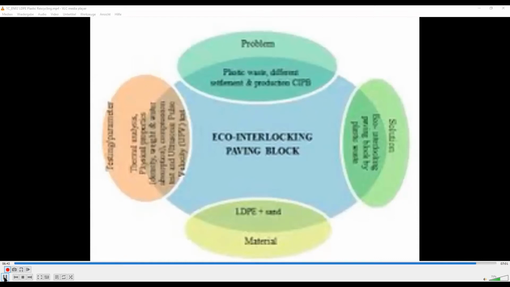This is eco interlocking paving block, and you can see the material, LDPE plus sand, and you can see the solutions and what we can achieve with this project.